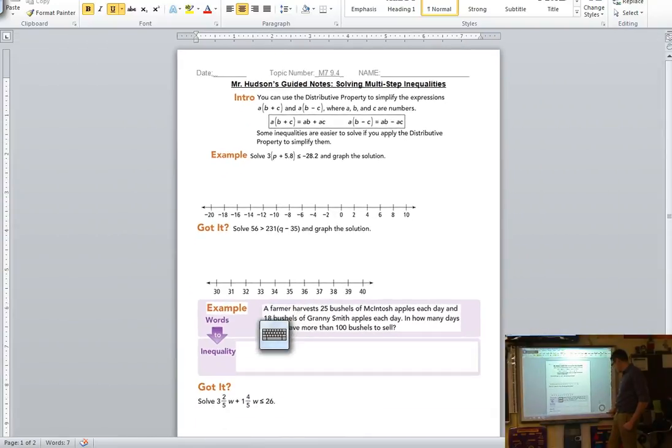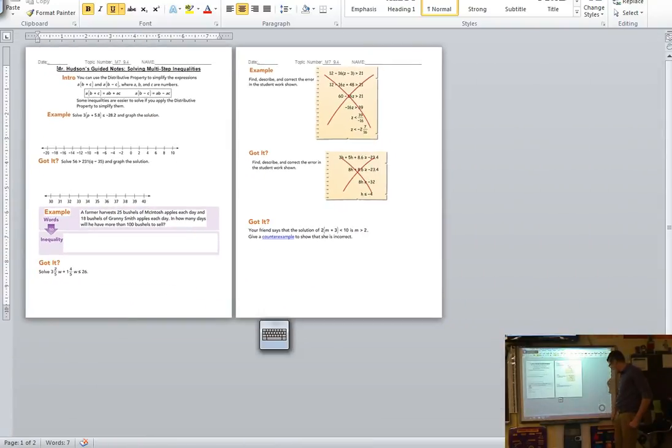I don't need to zoom 1,000 times. What? Alright, maybe using the smart board to zoom is not the best idea.